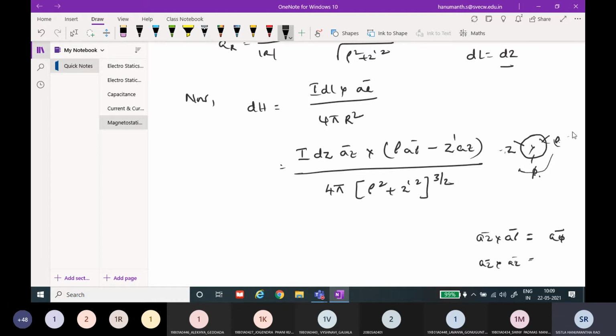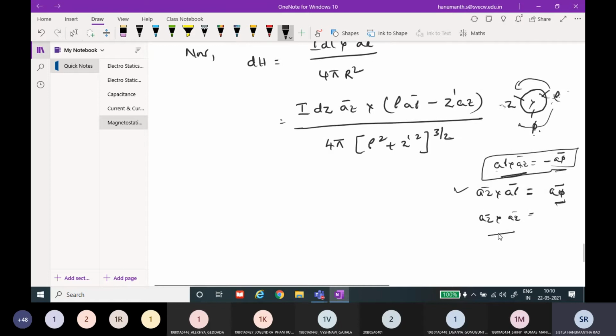Here, Az bar cross A rho bar is A5 bar. Sometimes I may get A rho bar cross Az bar, and remember this case. A rho bar cross Az bar means I want to move in the anti-clockwise direction. Therefore it is minus A5 bar. A rho bar cross Az bar is A5 but I represent minus A5 because of the anti-clockwise direction. But here, Az bar cross A rho bar is in the clockwise direction only. That is the reason I represent A5.